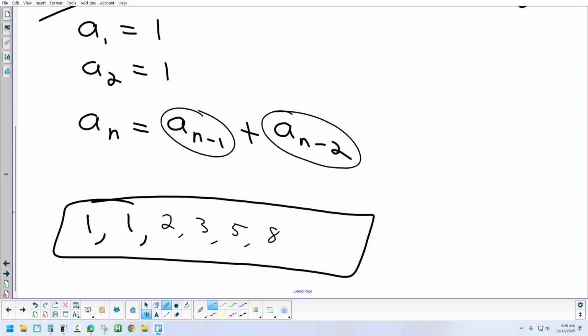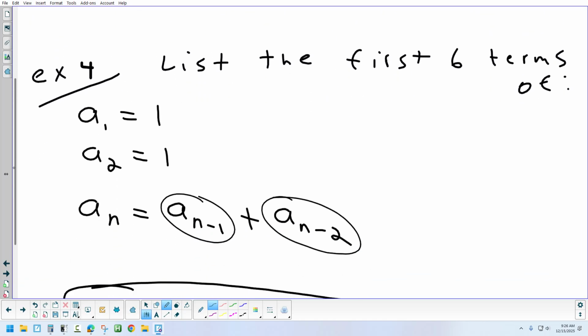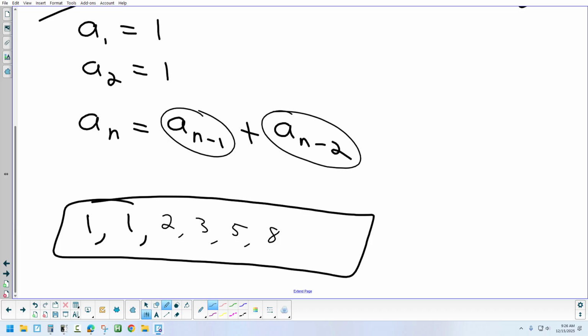Okay. And if you look up the Fibonacci sequence, there's all kinds of places you see that come up. In nature, there's lots of patterns that involve that sequence, so it does come up a lot.